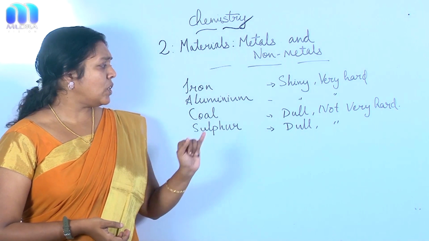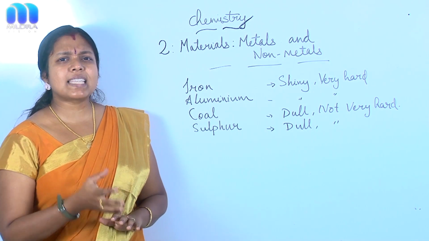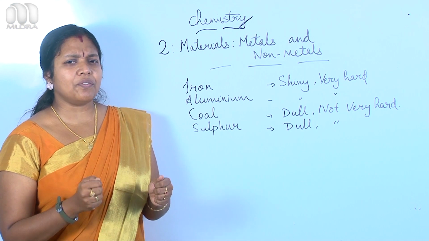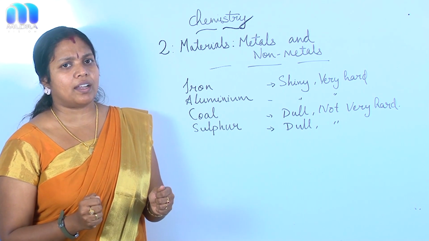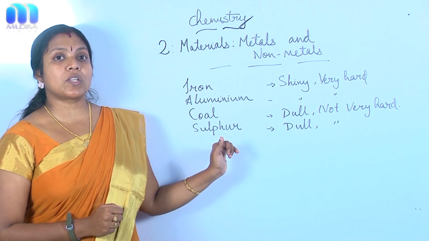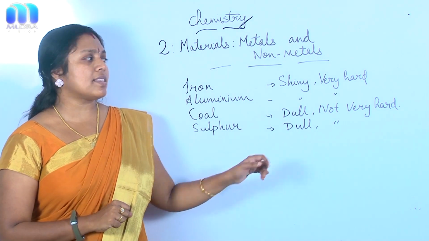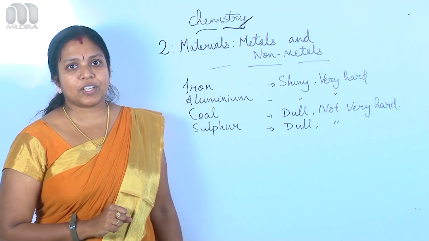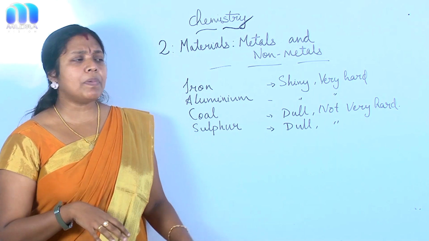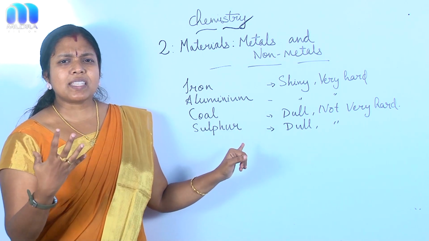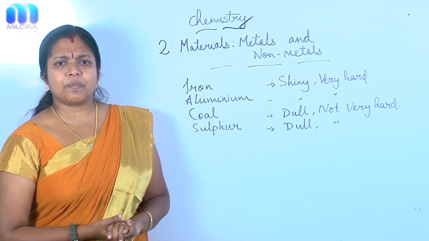But when we took coal, its appearance is somewhat dull, and when we touch it, we can feel that it is not very hard. Another example is sulfur. It also has a dull appearance and it is not very hard in nature. So, when compared to iron, with coal or sulfur, we feel some difference between them, is it?